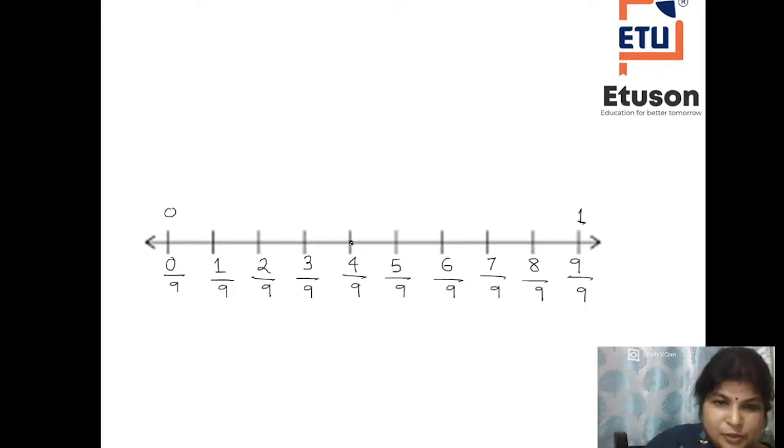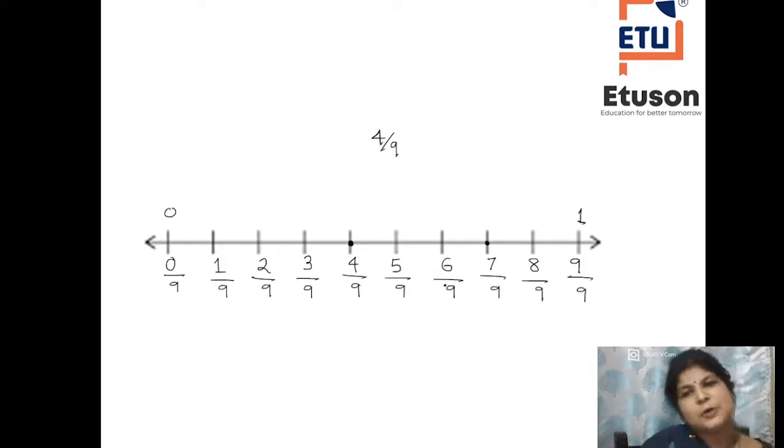So what you need to indicate here is this 4 by 9. As I told you, you have to indicate 4 by 9. Suppose I ask you to indicate 7 by 9. So just the 7th point from 0. 1, 2, 3, 4. The 4th point is 4 by 9. 5, 6, 7. The 7th point is 7 by 9. Correct or not? So this is how you will obtain the rational number on the number line.